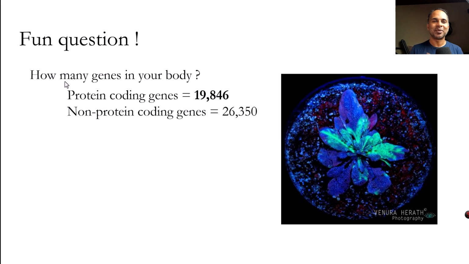So if you think about your body, there are around 19,000 or close to 20,000 genes coding for proteins. And then there are more than 26,000 non-protein coding genes, because in the good old days people thought genes were there to code protein, but now it's a different story. And how about plants? Do they have less or more?